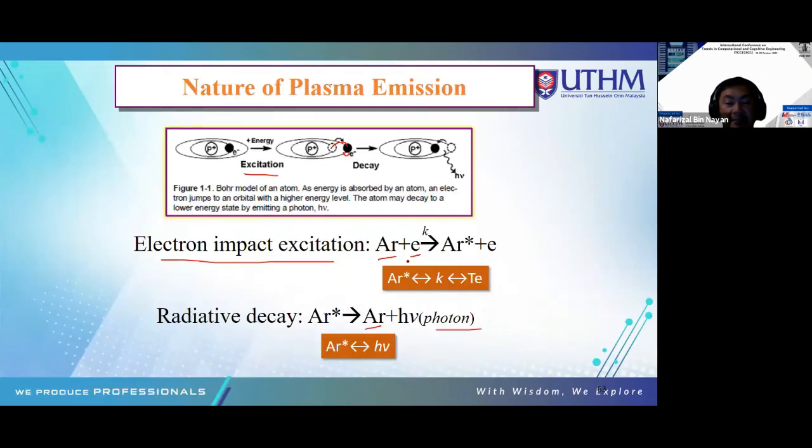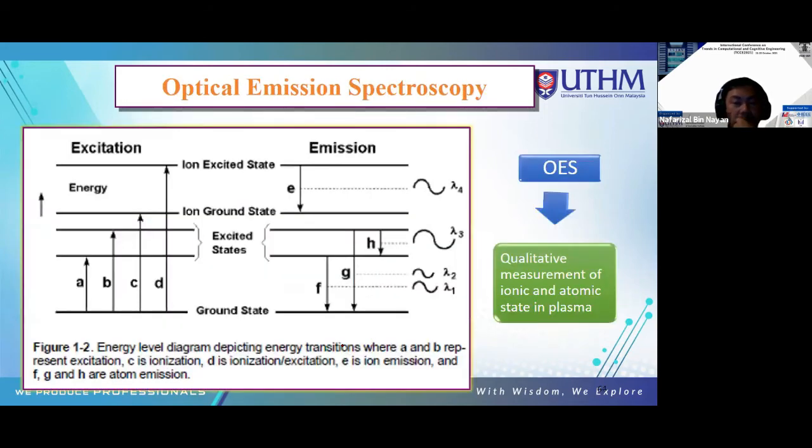As the number of photons increases, the more emission you can see, meaning that you have more argon excited states. This is what we call an argon excited state.